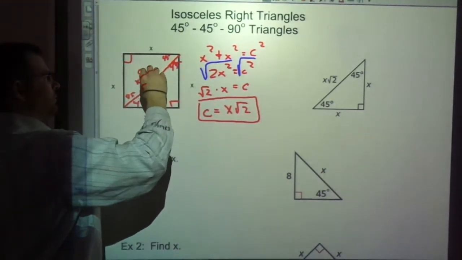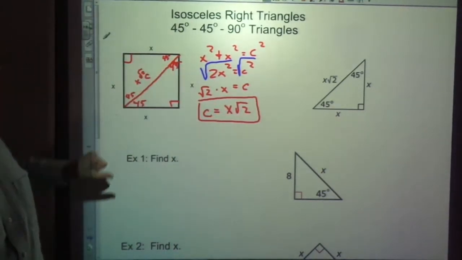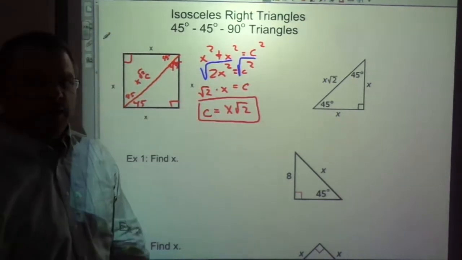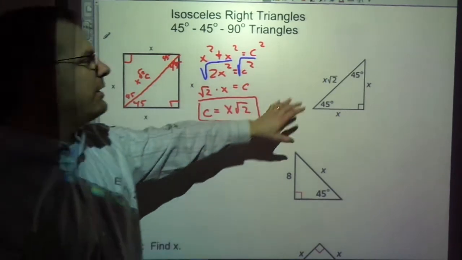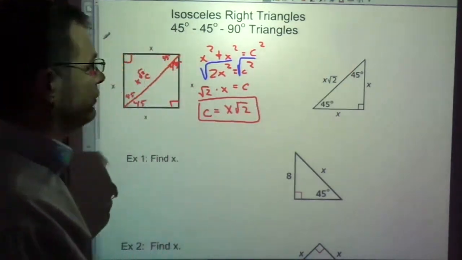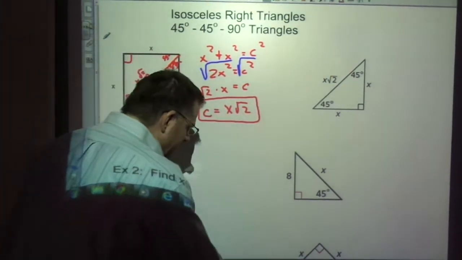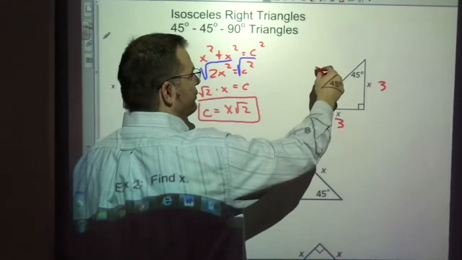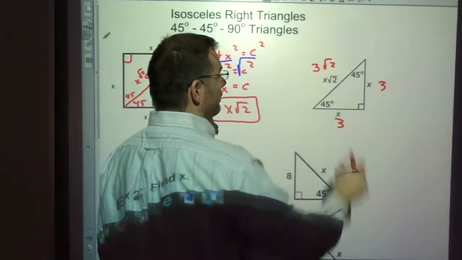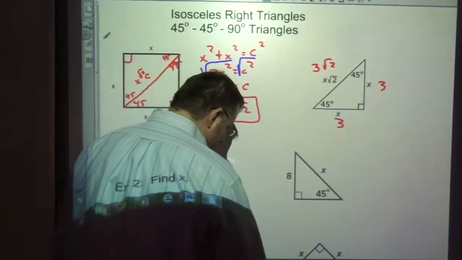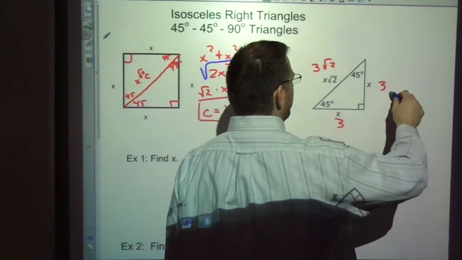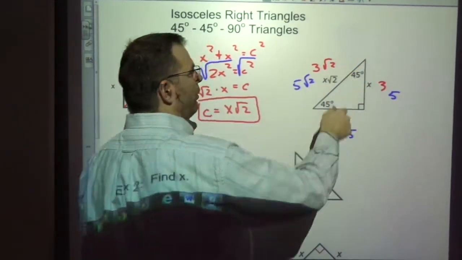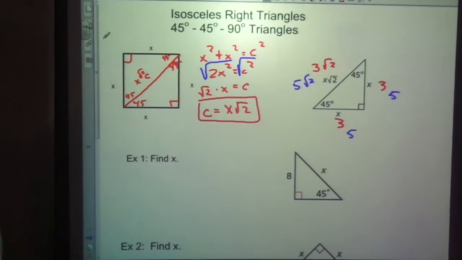x times the square root of 2. So depending on how big this square is and what x is, it's always going to have this relationship of x square root of 2. Make sure you copy down this triangle in your notes. What this really means is that if x is 3, then the hypotenuse must be 3 times the square root of 2. If x was 5, well then 5 times the square root of 2. It'll always have that same relationship.